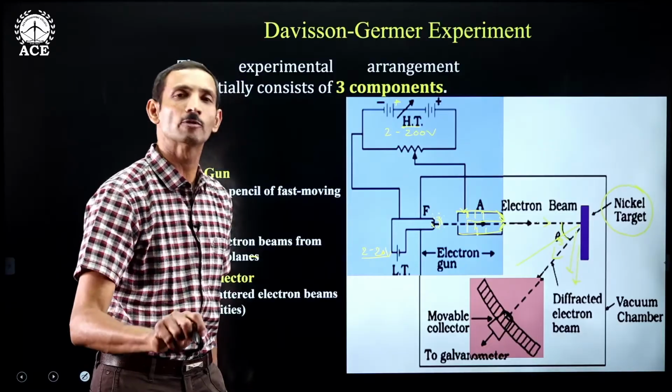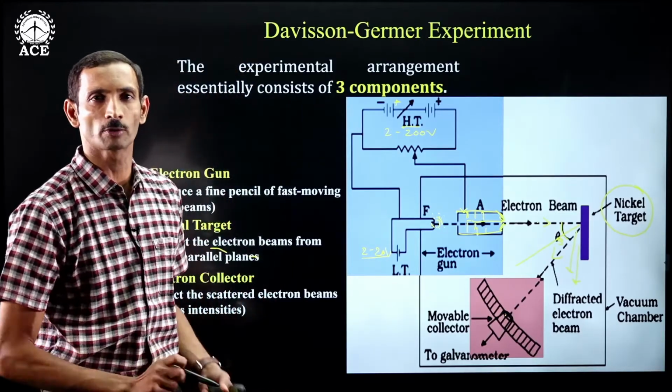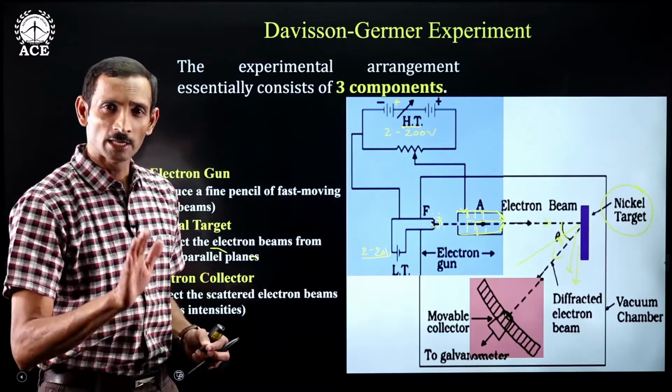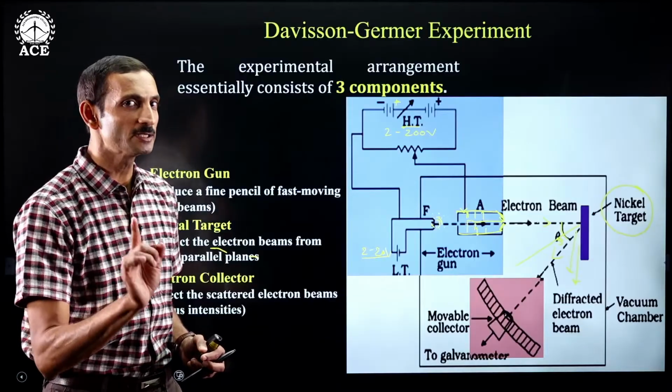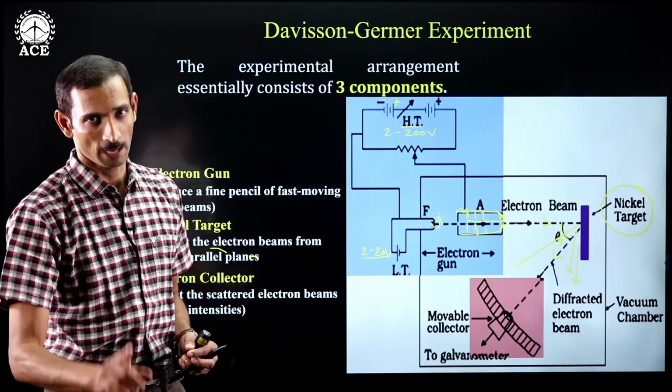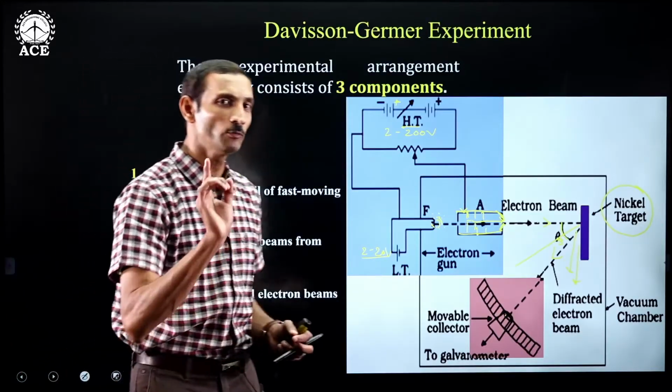More electrons would be going in that particular direction, which means the intensity of the scattered electron beam would be more. How? Because the number of electrons passing through unit area in 1 second gives the intensity of the electron beam. I am coming again: the number of electrons passing through unit area in 1 second.